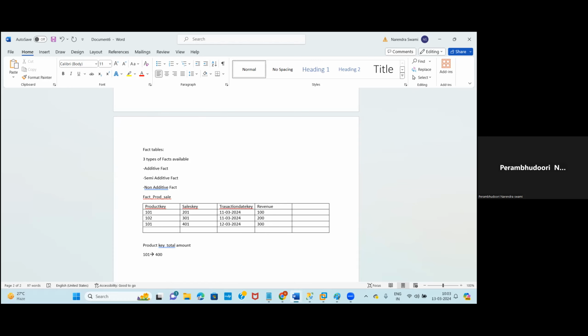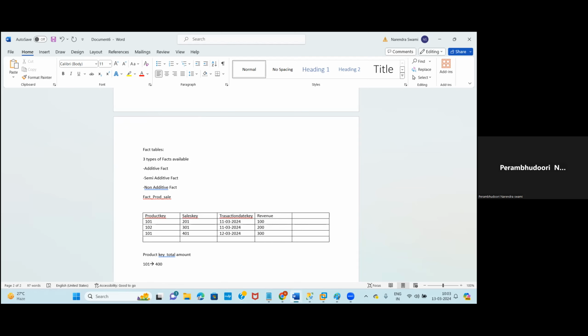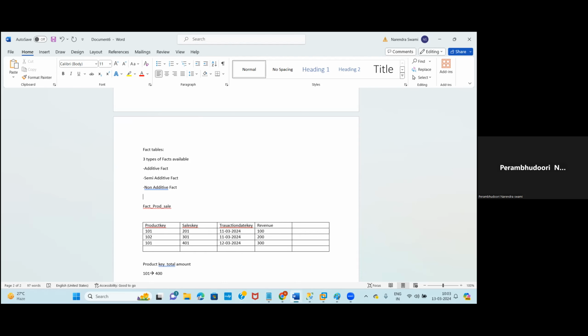Like this, if you want to derive something, you are summing up the values of a table's one column, right? That is known as an additive fact. Okay. If you want to sum up, if you want to derive something. Example for the additive fact.